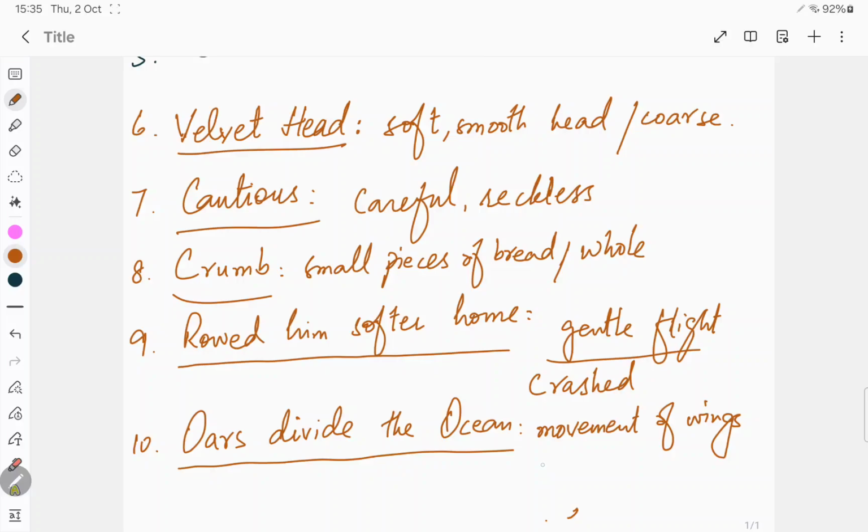Well, again, the antonym will be, well, you may say stillness or no movement at all, or calmness again you may say. And the sentence that we can make is, well, the oars divided the ocean rhythmically. That means in a very rhythmical manner the oars are cutting the ocean so that the boat can go ahead or move ahead.